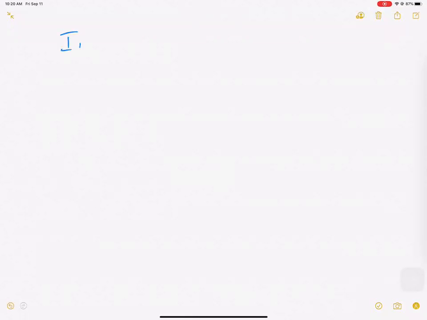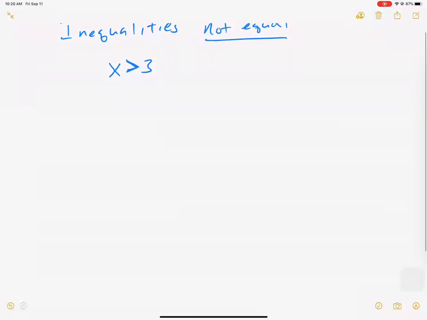So, inequalities. The idea of inequalities is that things are not equal. Instead of limiting our answers to just one answer, the example that we used was something like x is greater than 3. We said there are a lot more possibilities here. Like x could be 4, that would work. x could be 5. x could be 6.